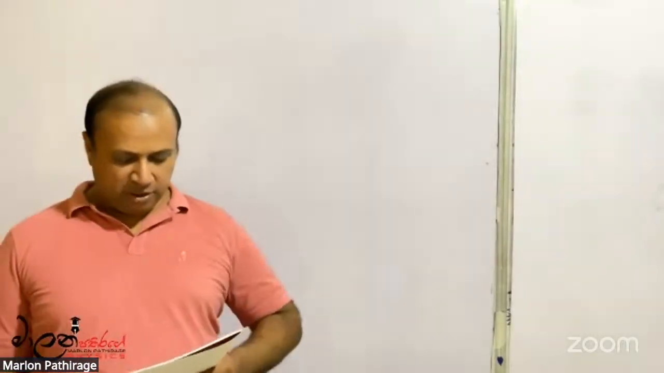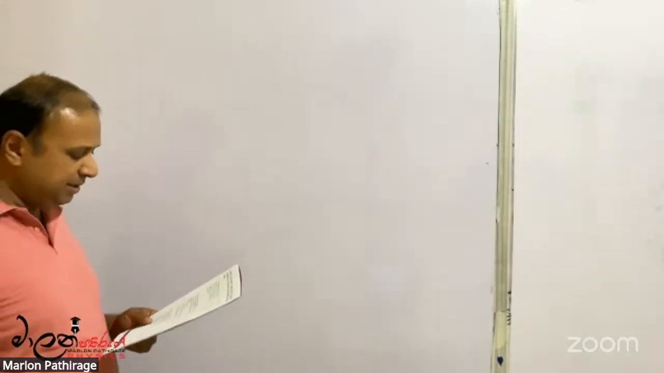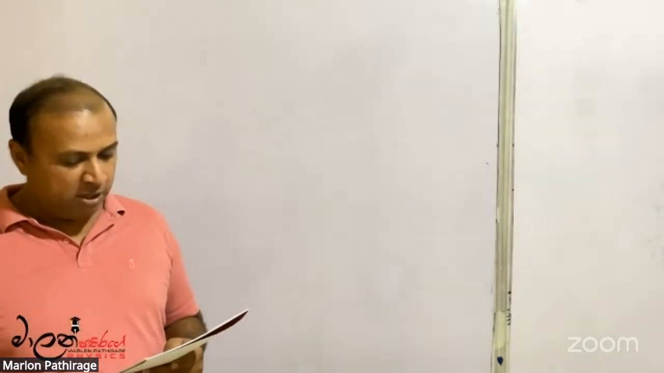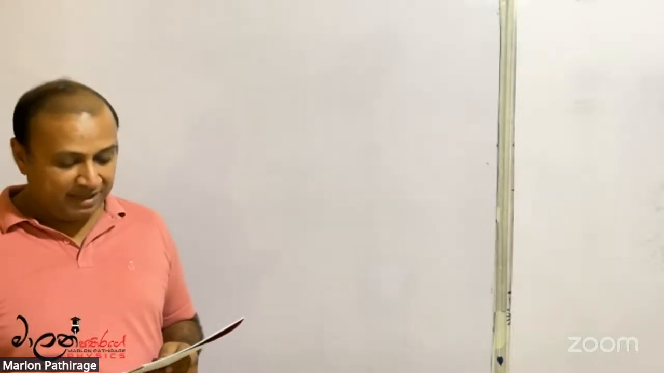Okay, look at question number 2. If ABCD is a square and the magnitude of the AB vector is 10 Newton, find the magnitude of the following vectors. Suppose the square is drawn to a scale.